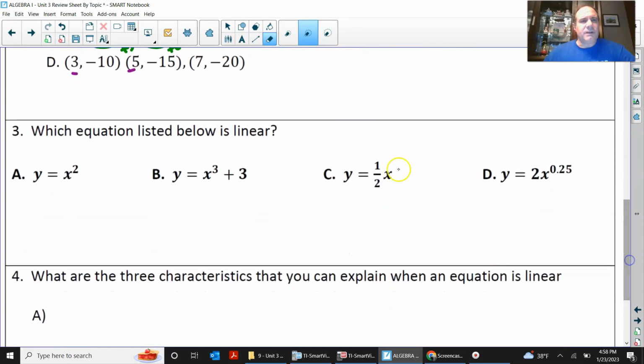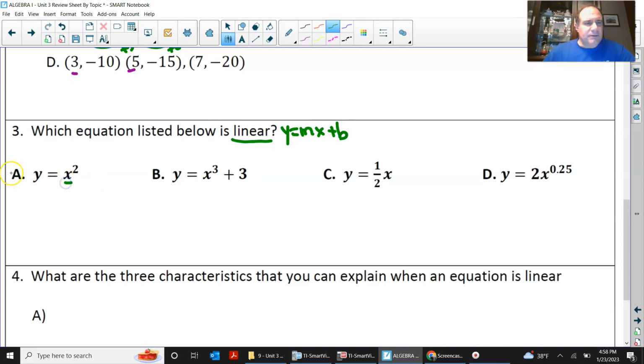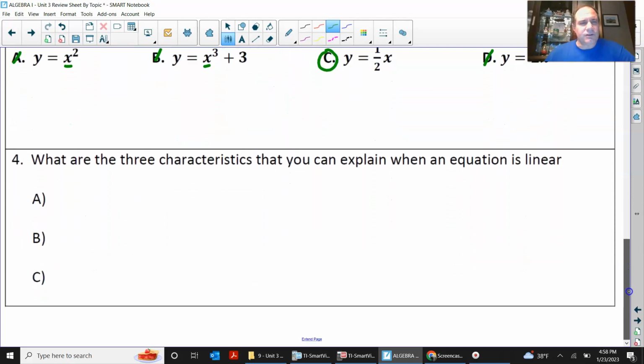All right, which equation listed below is a linear, straight line? Y equals mx plus b. Not that one. Exponent can't be next to the variable. Exponent can't be next to the variable. Y equals mx plus b. C. And exponent can't be next to the variable. C is your linear function.